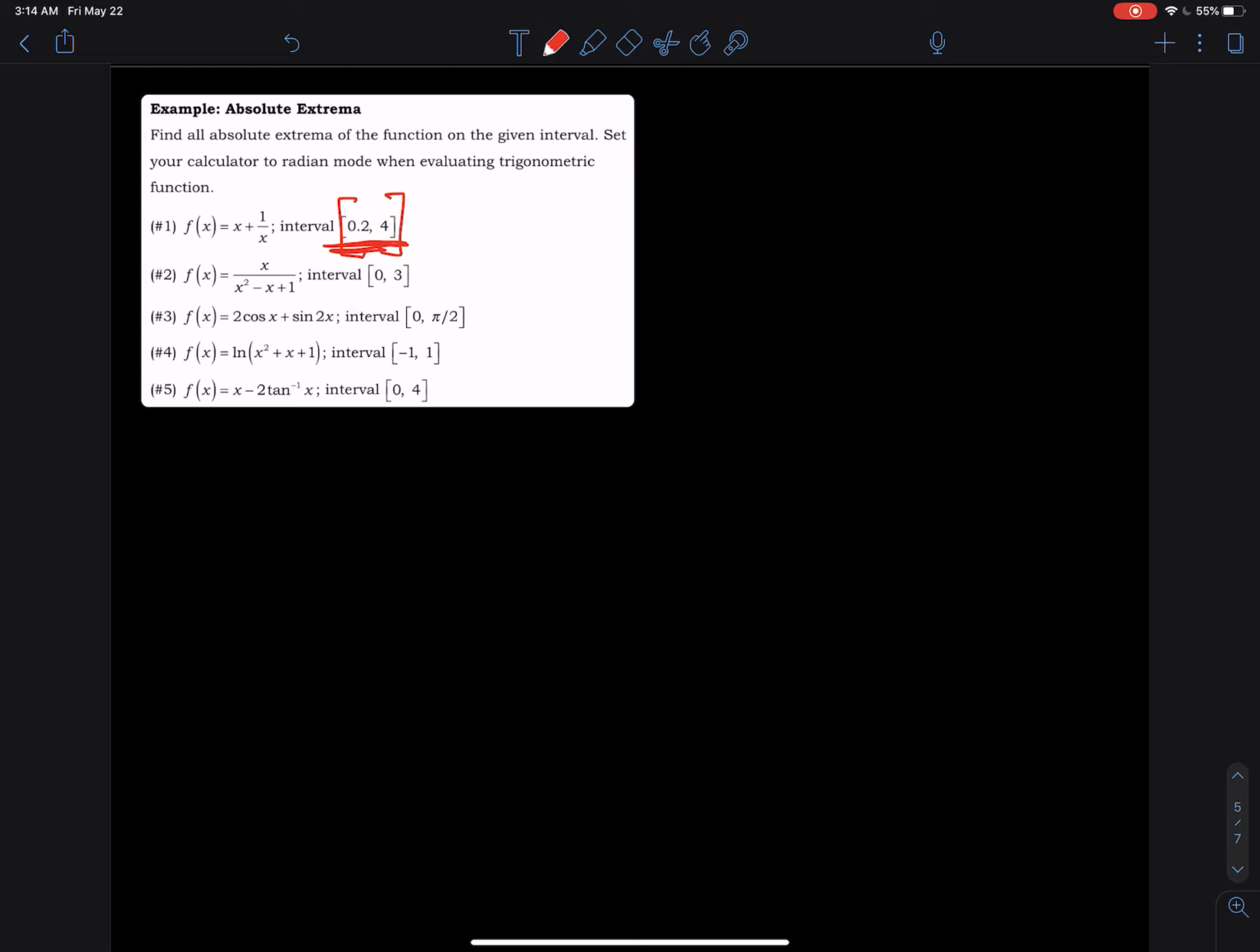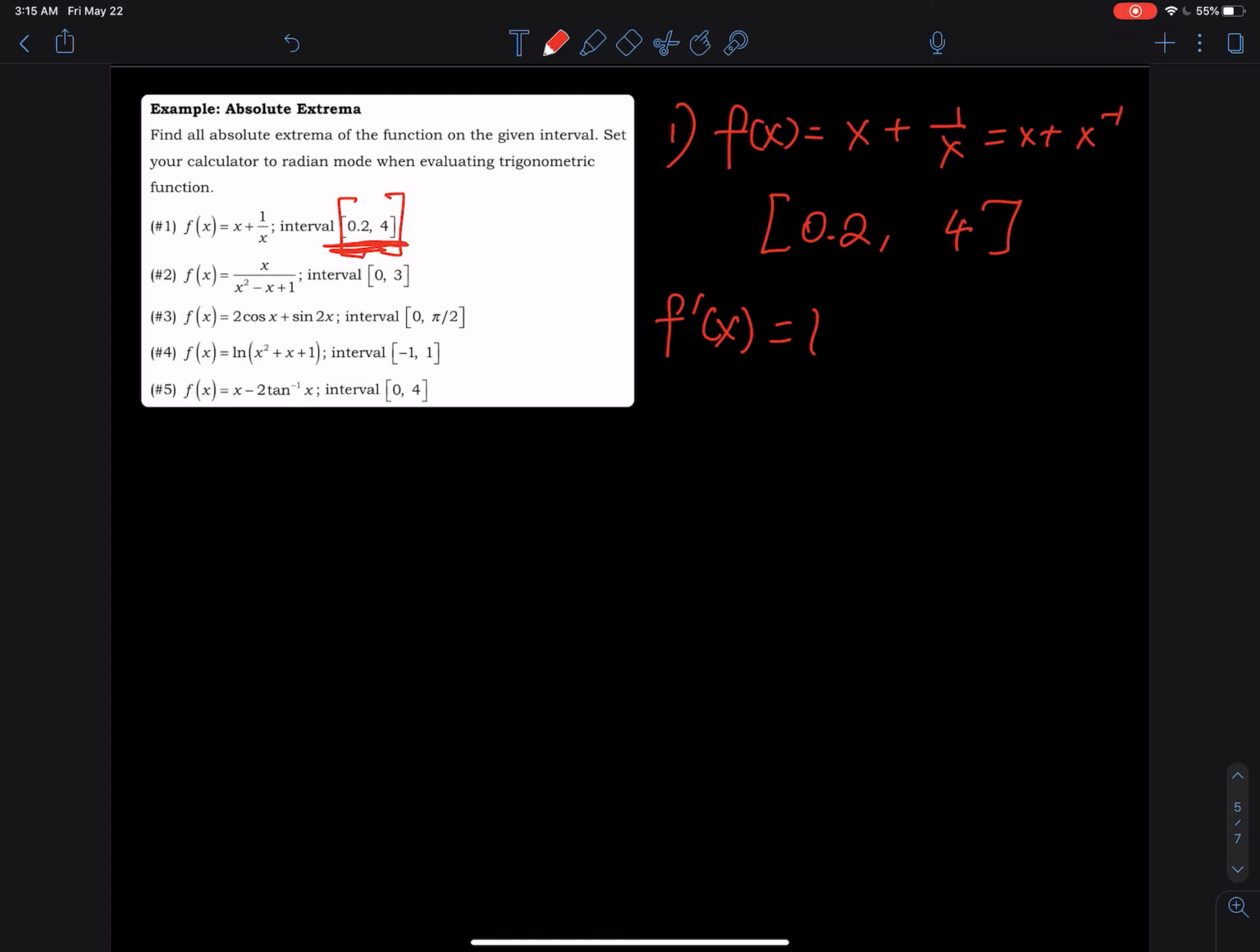So number 1, we have f of x equals x plus 1 over x, right? So the closed interval is from 0.2 to 4. So first thing is we have to find the derivative. I'll explain why in a minute. So f prime of x equals 1, and then this is x plus x to the -1, right? So we bring the -1 down, -1 minus 1 is -2. So we have 1 minus 1 divided by x squared, that is set equal to 0.